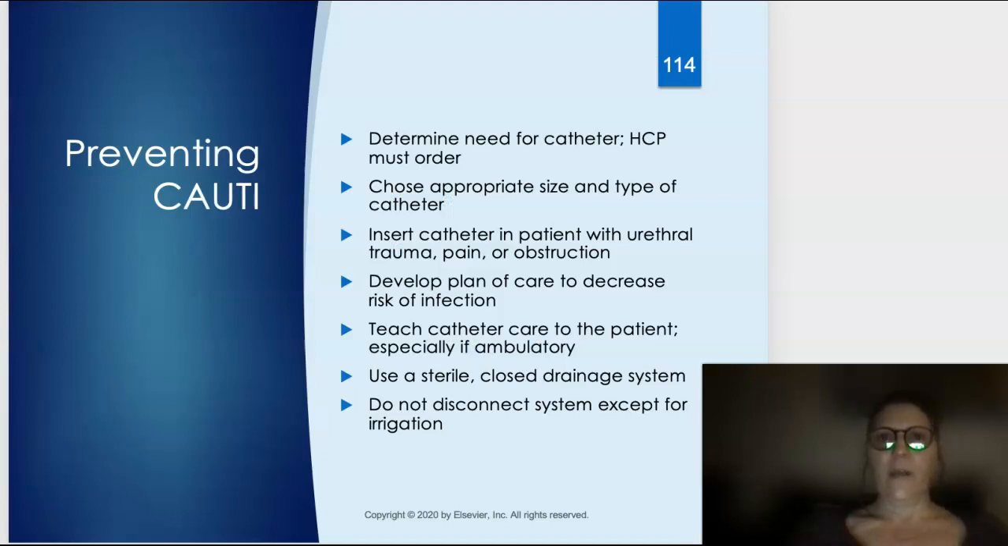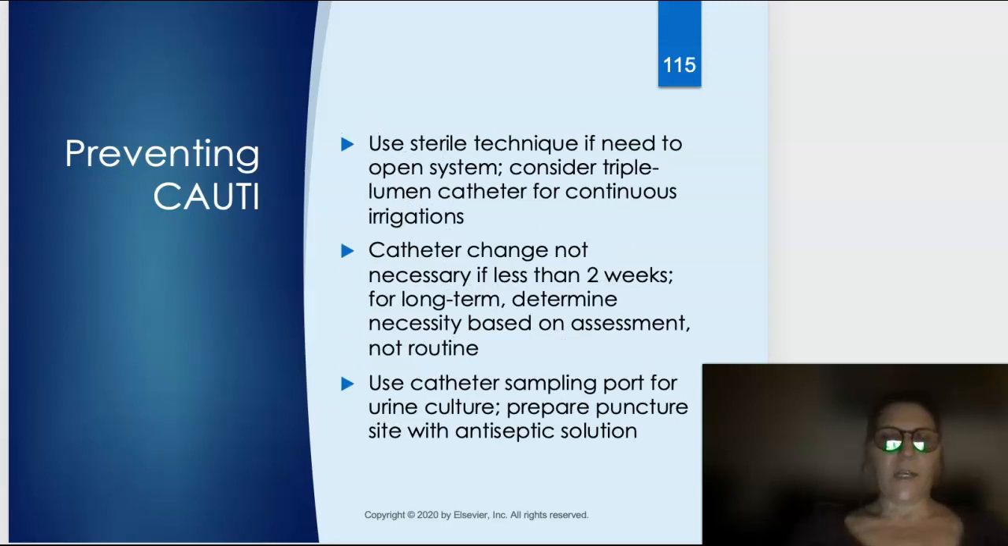To prevent a CAUTI, make sure there's a need for a catheter. Choose the appropriate size and type. Insert with care in a patient with urethral trauma, pain, or obstruction. Develop a plan of care to decrease the risk of infection, which is usually cleaning and making sure it stays patent with lots of fluids. Teach catheter care to the patient, especially if they're ambulatory. Use a closed system and do not disconnect except for irrigation. Use sterile technique if it's an open system. Consider a triple lumen catheter for continuous irrigations.